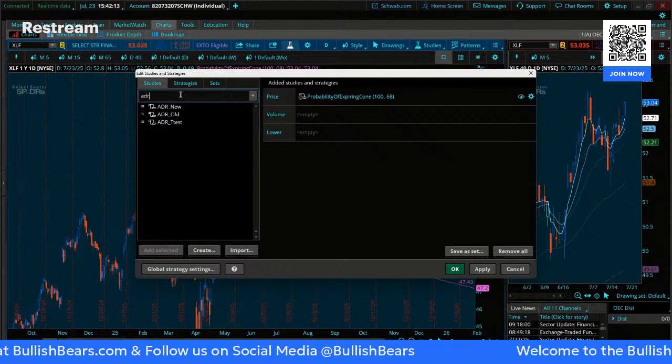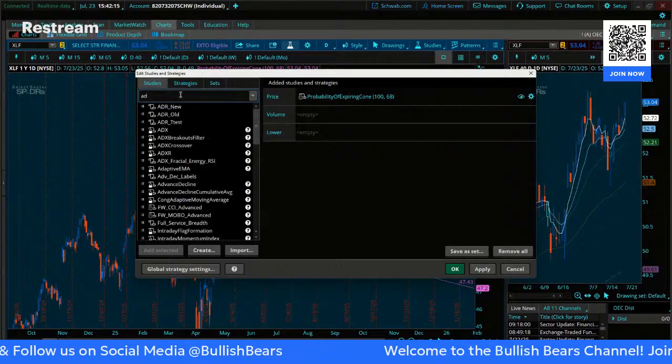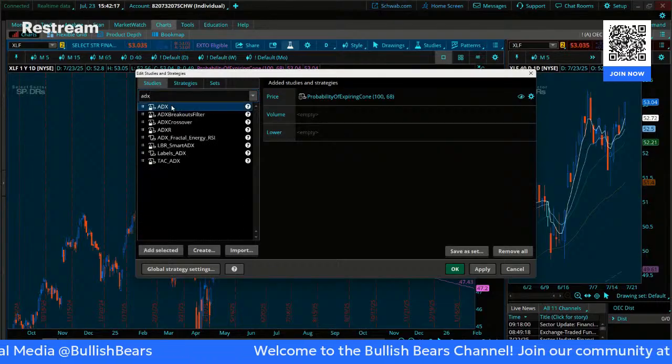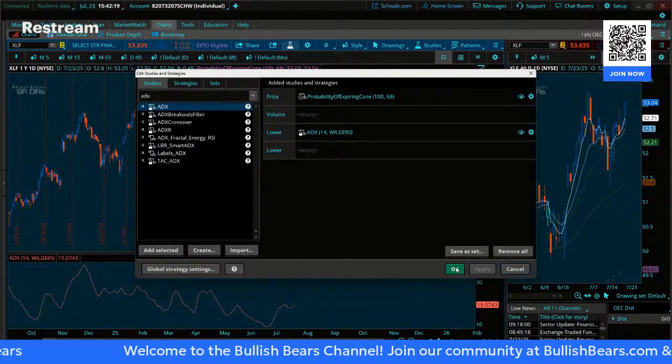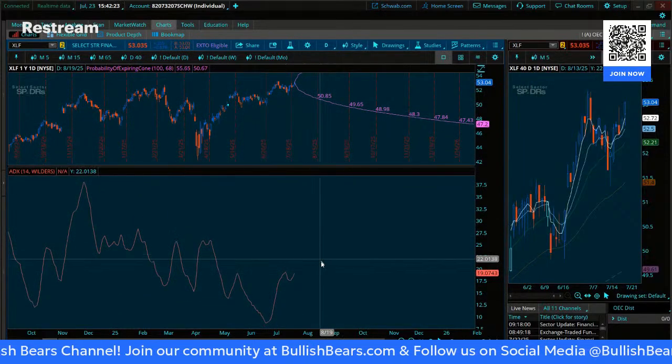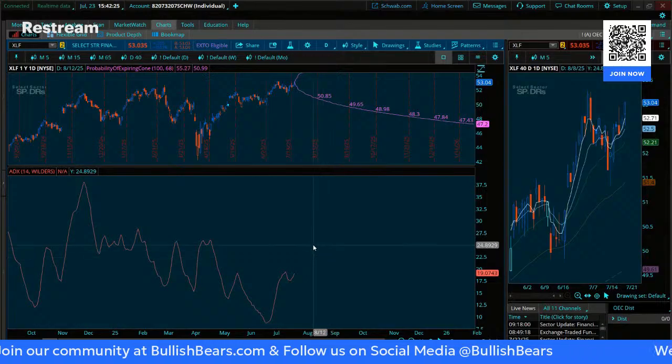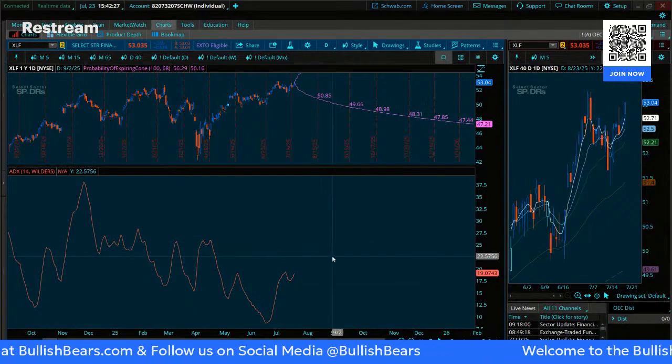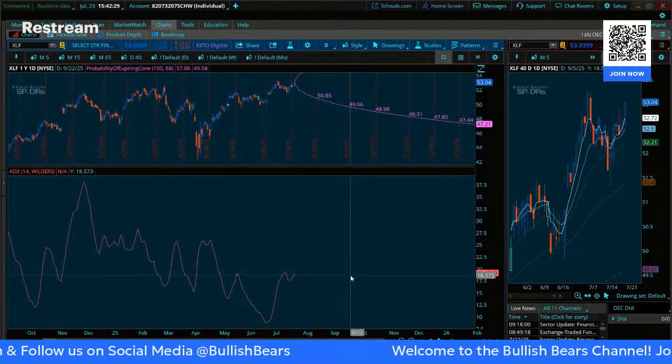Let's do it this way. ADX. That's the one I was looking for. What ADX focuses on is how much momentum there is. It's not bearish or bullish in the indicator. It's only: do we have momentum or do we not have momentum?